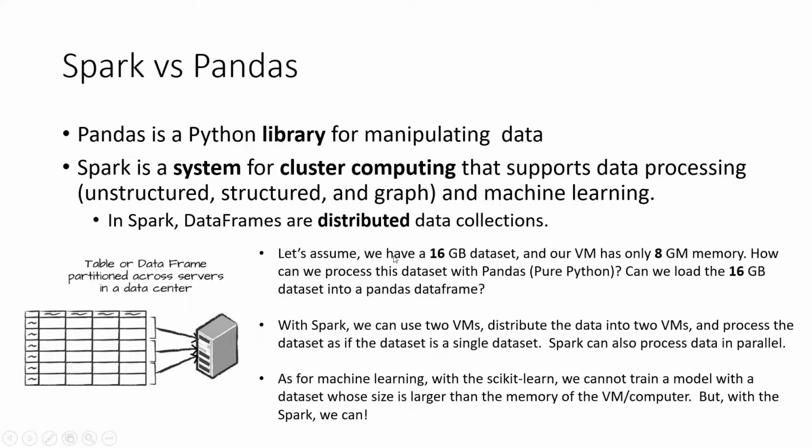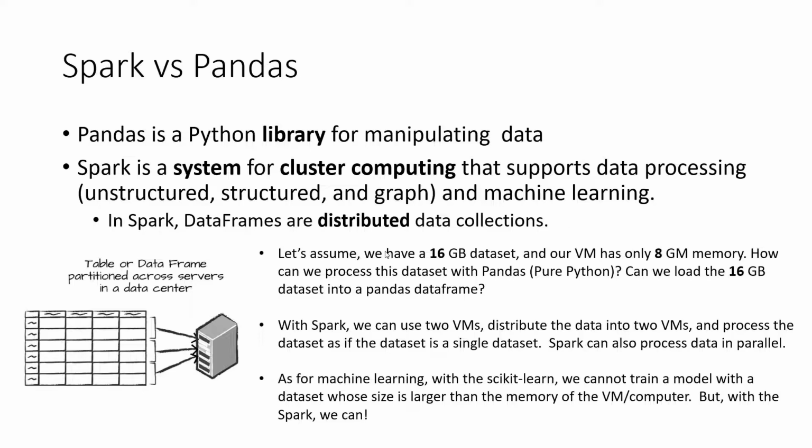Here as an example, let's assume that we have a 16 GB data set. Our virtual machine only has 8 GB memory. So definitely we cannot load this data set into memory because there's not sufficient memory. So we cannot process this 16 GB dataset with Pandas. We have to develop our own distributed processing in order to use Pandas. For example, we have to somehow split the dataset and process the dataset in parallel and combine the result and so on. However, with Spark, we can easily process this.